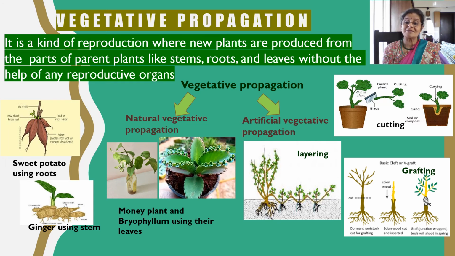And in some plants like banana, jasmine, and rose, which have lost the ability to produce seeds, vegetative propagation helps them to grow and propagate.